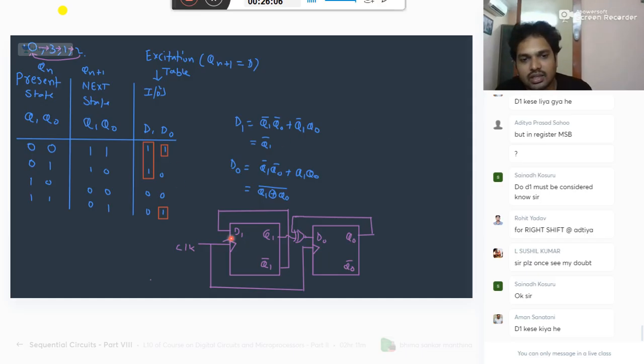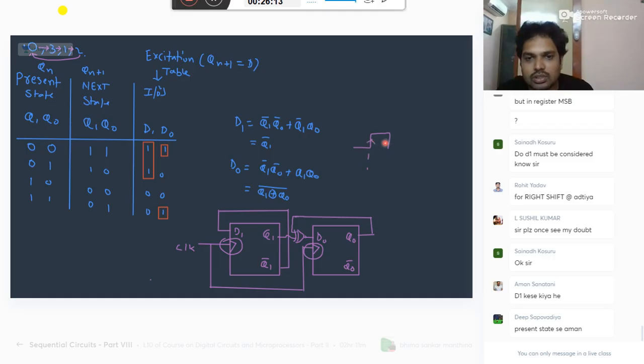See here, triggering is not having any job. Triggering will change your output either at the positive edge or the negative edge, but the change happens according to the excitation table, that is, according to your inputs. Here your input is not clock. Here the flip-flop is not in the toggle mode. It will not worry about your triggering here.